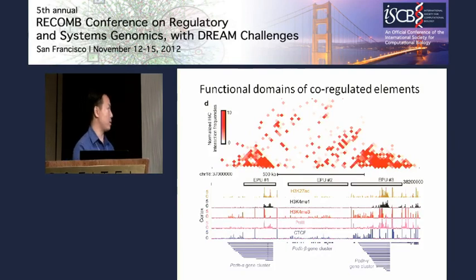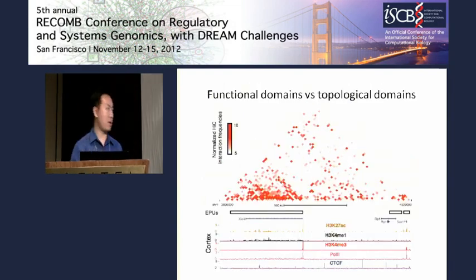So each data point indicates the interaction between this point and this loci. And the color of this point indicates how strong the interaction is. So for domain number 1 and number 3, we have these strong physical chromatin interactions just within the domains, but not between the domains.